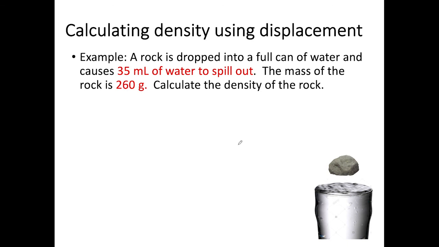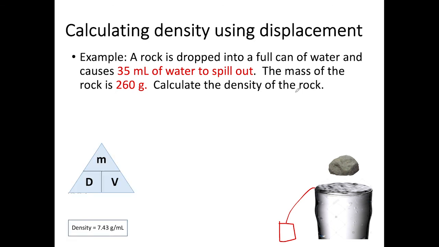Calculating density using displacement. So a rock is dropped into a full can of water and causes 35 milliliters to spill out. So full can of water, 35 milliliters spill out. Maybe I've conveniently got this little bucket here. So I know there's 35 milliliters that this rock has pushed out. The mass of the rock is 260 grams. What is the density of the rock?